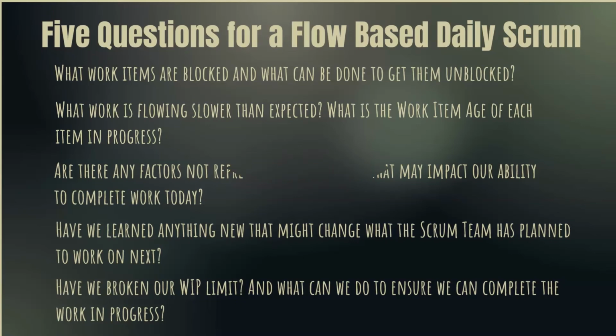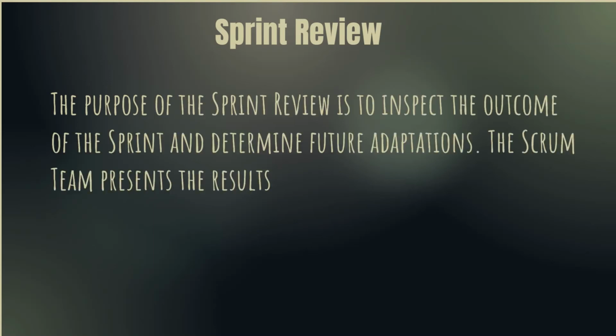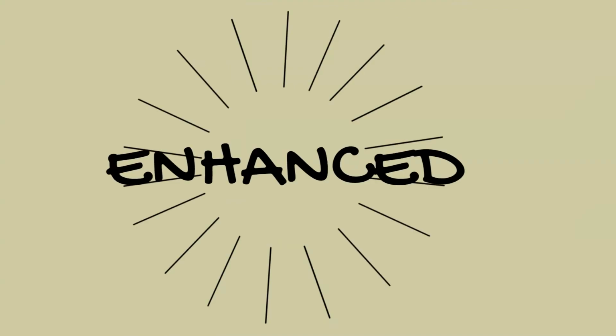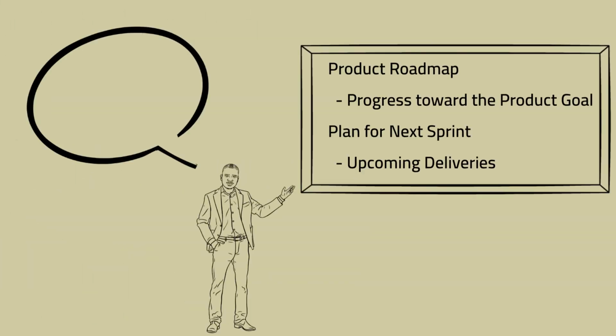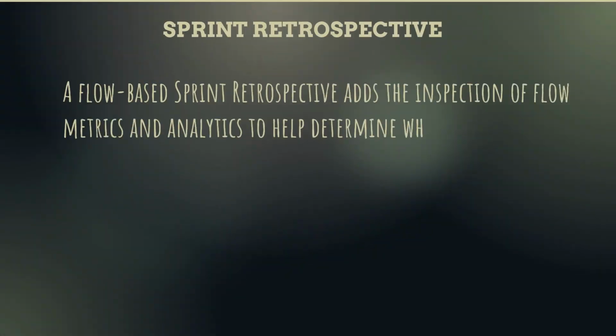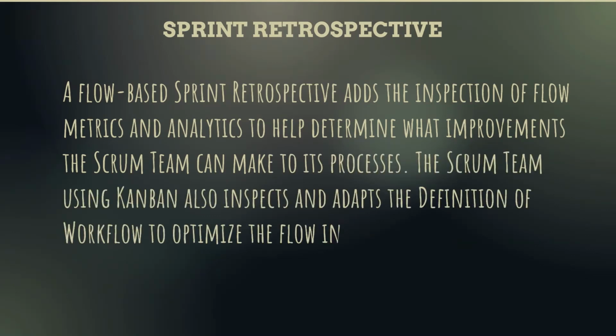The goal of the sprint review, to inspect the outcome of the sprint with the team and the stakeholders and consider adjustments to the plan forward based on what was learned, is enhanced by reviewing flow-based metrics such as throughput when the product owner discusses delivery dates and progress toward the product goal. And finally, at the sprint retrospective, the team uses flow-based metrics to identify improvements, including adjustments to the process and the workflow.